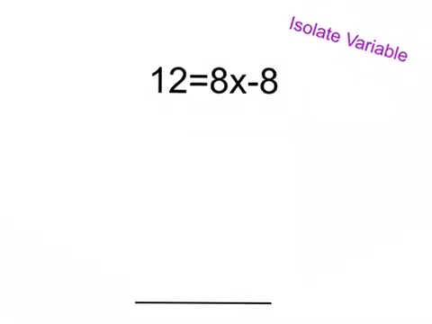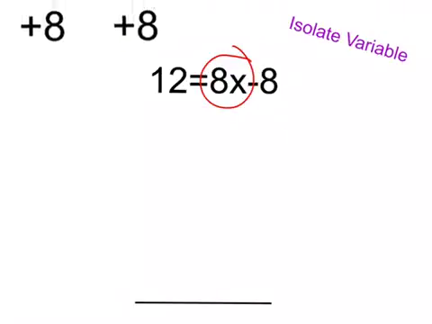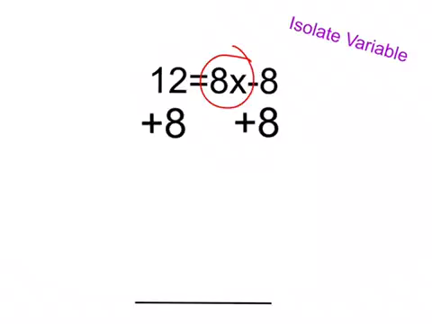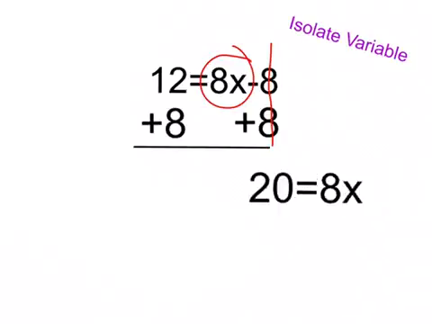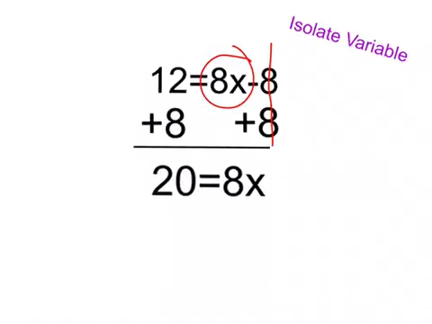You now want to isolate the variable. To do so, you want to circle the variable and anything with it, so just 8x. And now, whatever is not circled, that's on the same side of the equal sign as the variable, you want to do the opposite of what you see. So instead of minus 8, you want to do plus 8. Once again, what you do to one side, you have to do to the other. Now, minus 8 plus 8 would equal 0. It means nothing. And you just solve the rest. And then you should get 20 equals 8x.